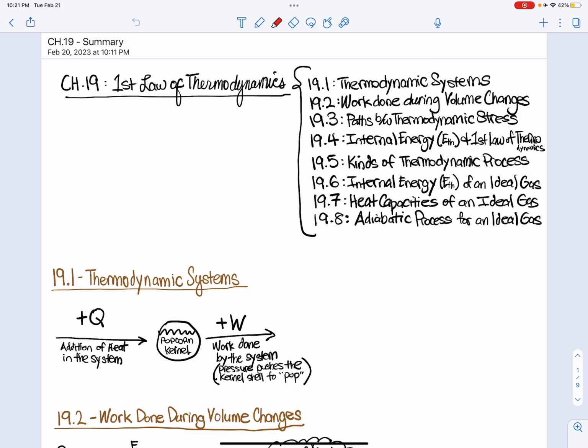Hello everyone, this is a summary for Chapter 19, First Law of Thermodynamics.